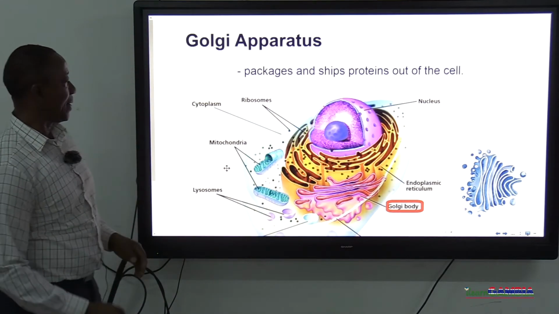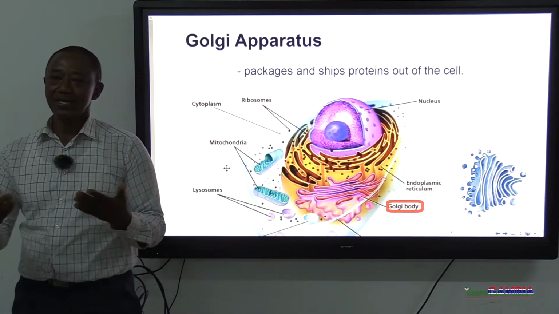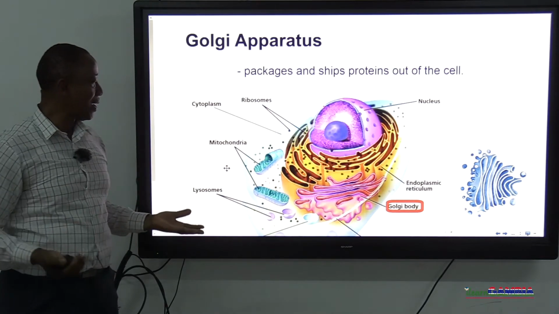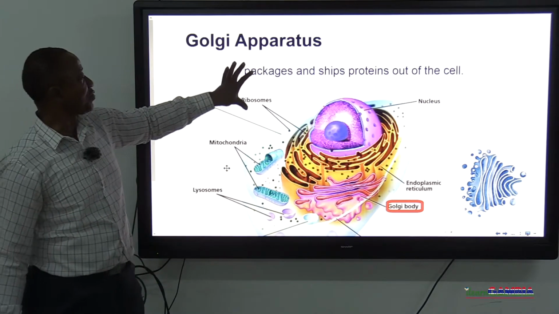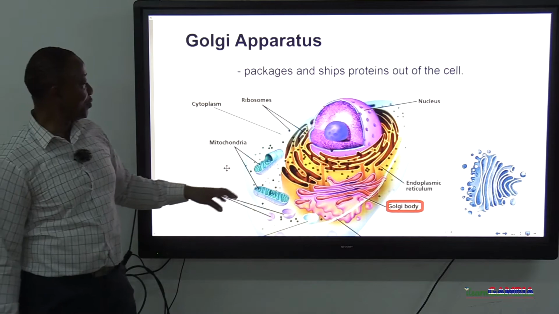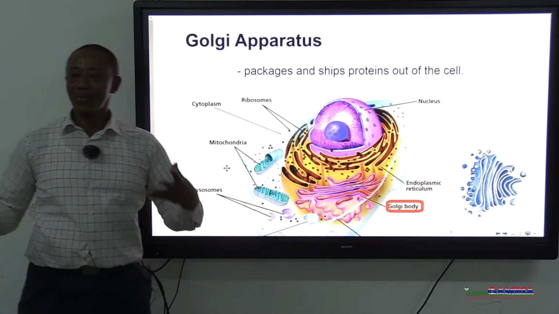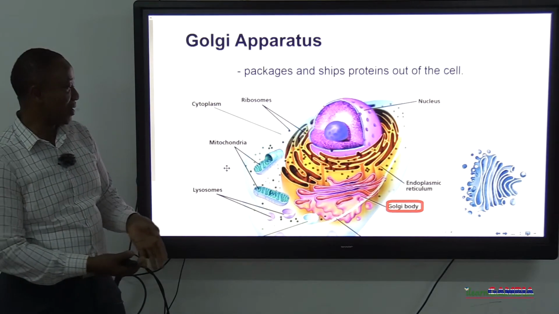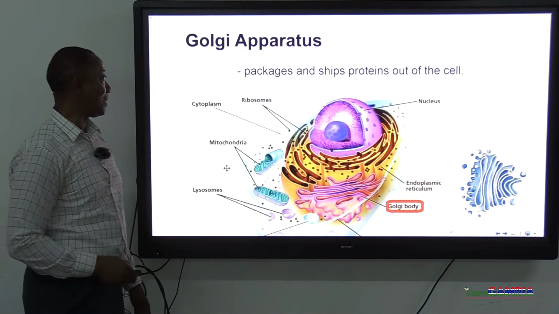The Golgi apparatus is this structure here. You can see it's like a piece of tissue folded, and it has some channels in between. All right, its function is to package and ship the proteins out of the cell. So when the ribosomes make the proteins, the Golgi body will collect them, and it is its responsibility to make sure they are taken out of the cell and taken to wherever they are needed.